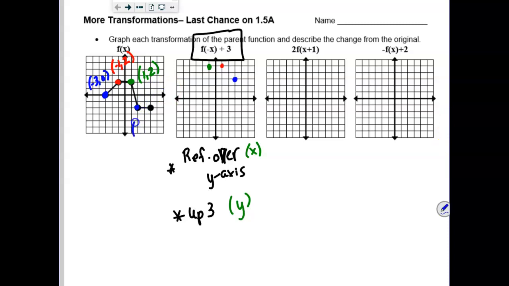This is 2, -2. So if I'm at 2, -2, and I reflect it, and then I move up 3, I think I'm here. And then one more ordered pair, call it this red one. 1, 2, 3, 4, -2. So starting at 1, 2, 3, 4, -2, if I reflect and then move up 3, I'm right here.